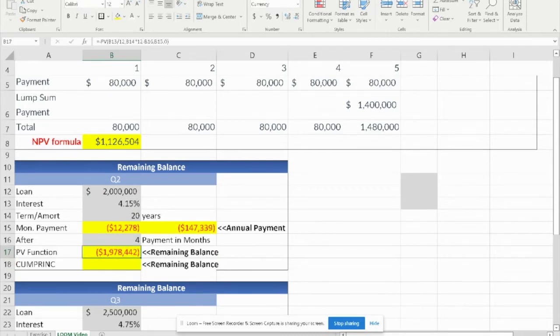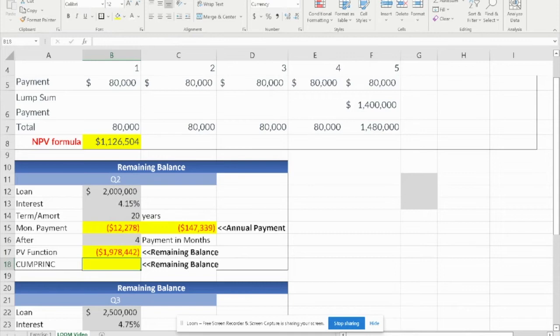Okay, so let's go over that again using the PV function. It is negative PV, the rate divided by 12, the number of payments, which is 20 times 12 for the number of payments in months, minus how many payments after for the remaining balance, which happens to be in this case 4. And it's asking you for the payment, which is the monthly payment that you've calculated, and then the future value will be 0 since this is a fully amortized loan. So that is using the PV function.